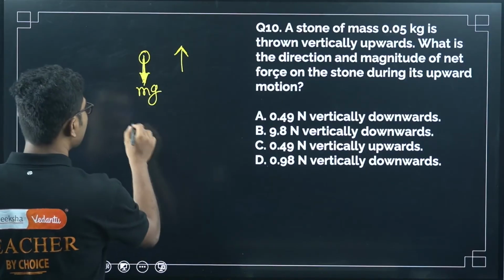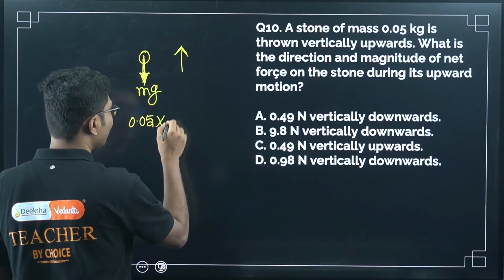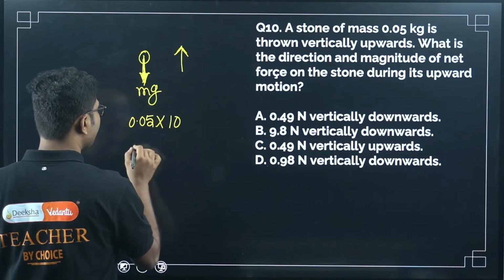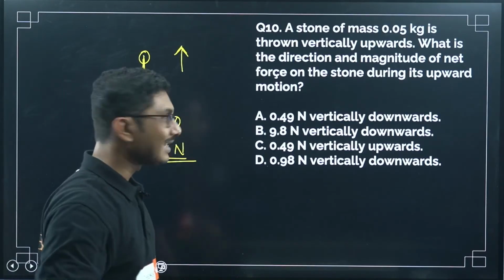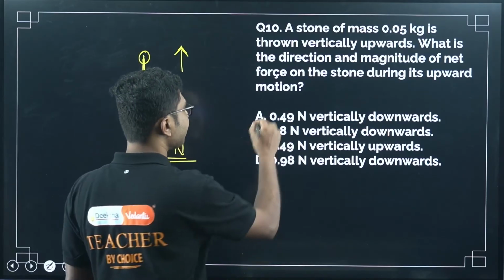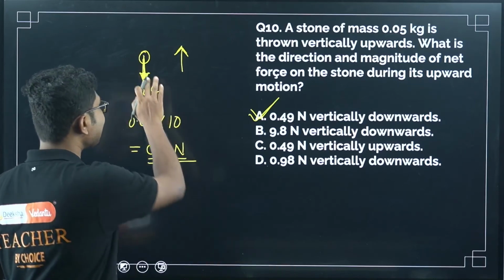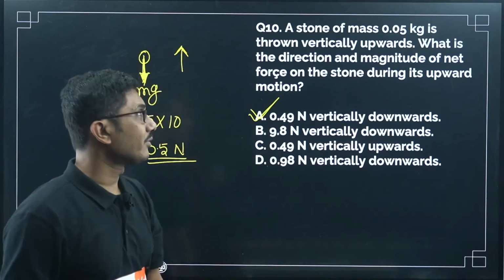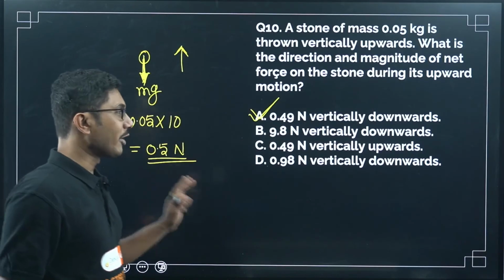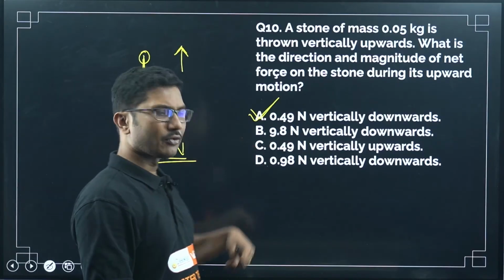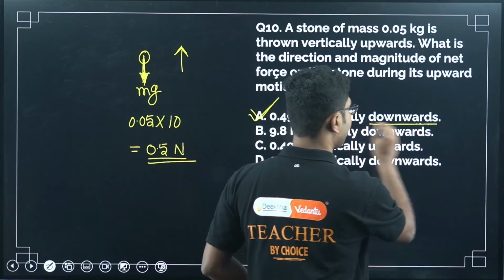Here m is given as 0.05, and let's assume g is 10, we will take the closest value, so it will be equal to 0.5 Newton. So 0.5 Newton force acting vertically downwards. So from this we can say that the correct answer will be 0.49 Newton vertically downward. Direction is more important in this problem. This value you can calculate, since mass is given. So 0.5 Newton obviously, or 0.49 Newton if you use 9.8. So 0.49 Newton vertically downwards. This is very, very important.